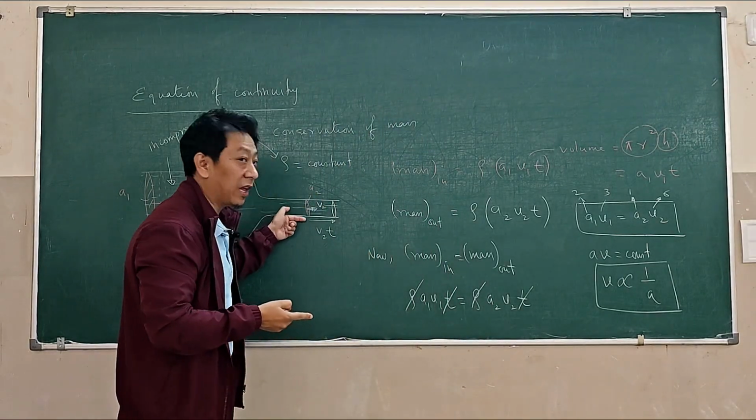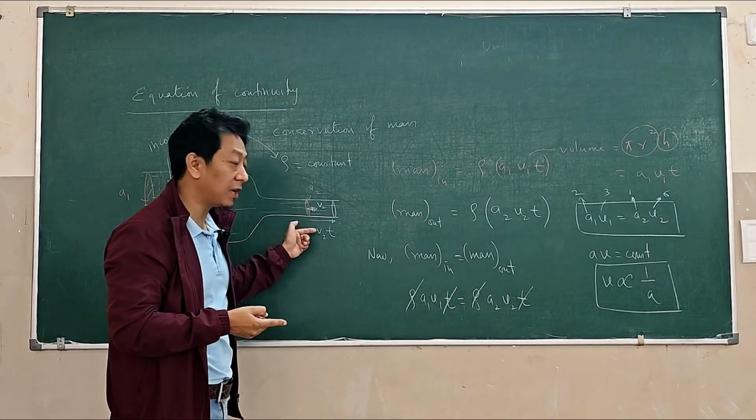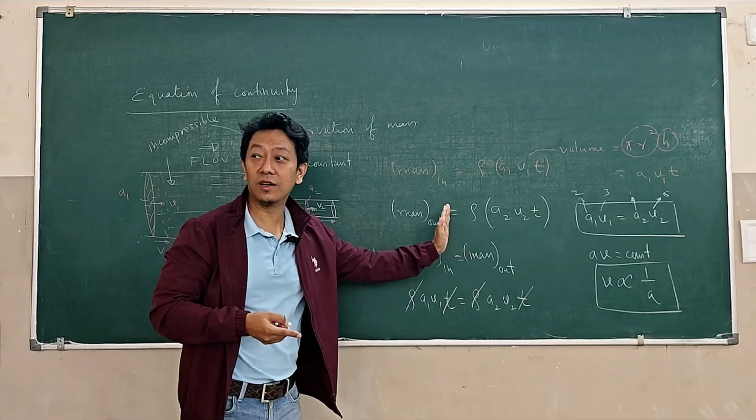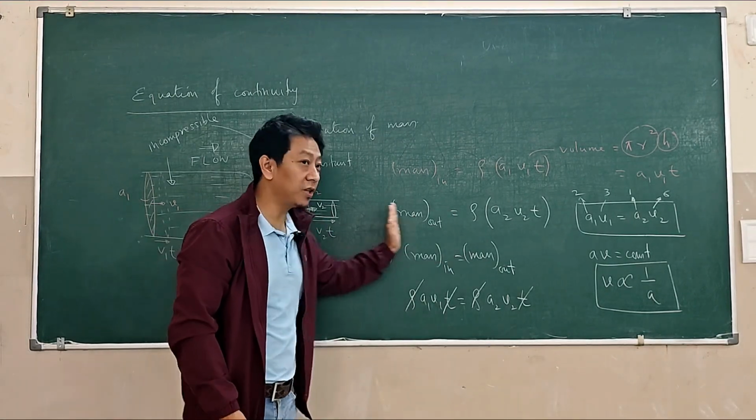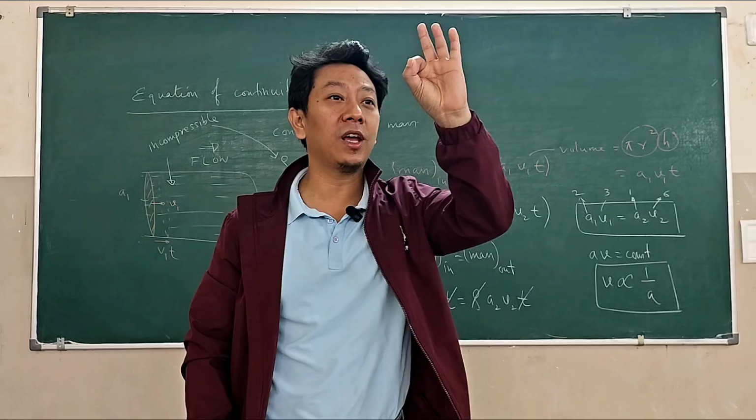But here area is less. So to keep volume same, it needs more distance to be covered. To cover more distance, it has to move faster wherever area is smaller.